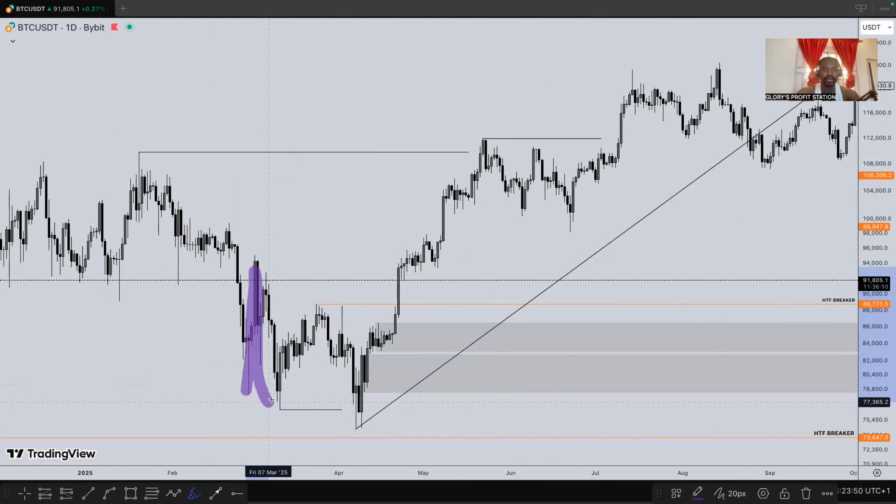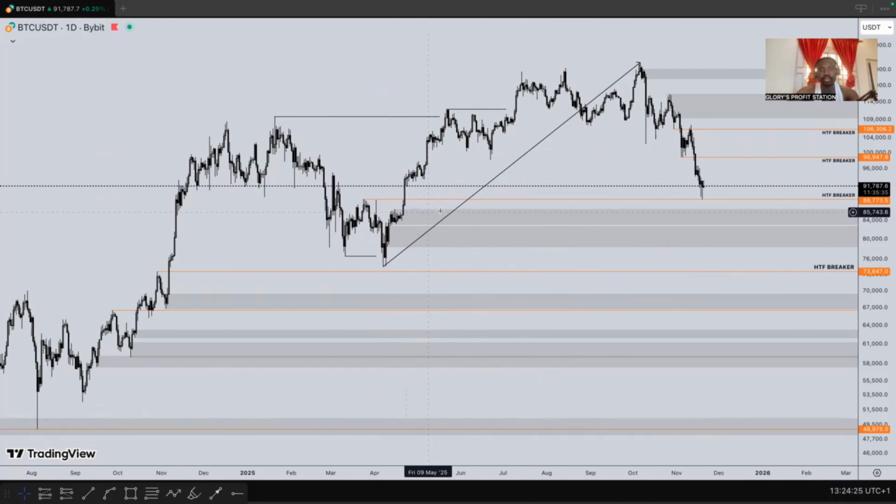Now, at the time we had this change of character, notice how the market never came back to these levels to mitigate before the continuation to the upside. Now, the market pushed all the way to the upside without ever coming back to these levels here. This is the reason why these levels are now valid demand levels, because these are now unmitigated demand levels. So when price is pulling back, these are the levels that we're expecting price to pull back to.